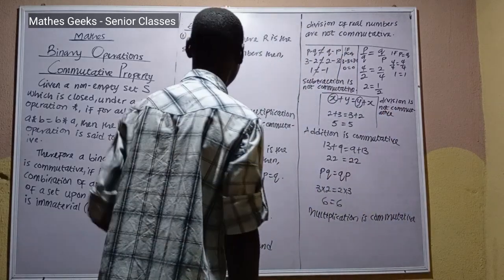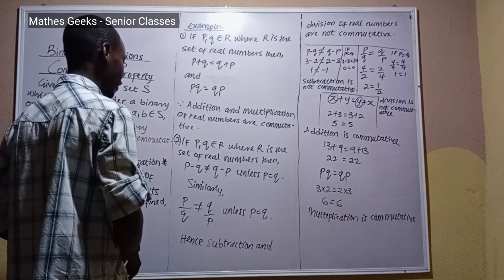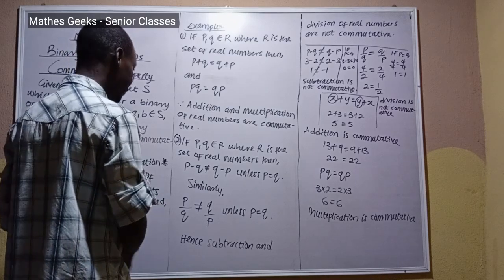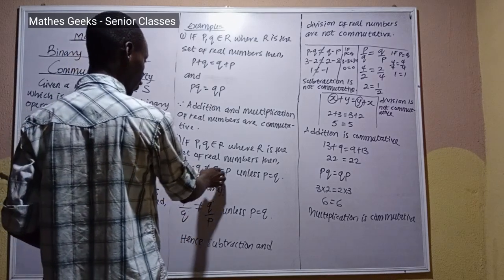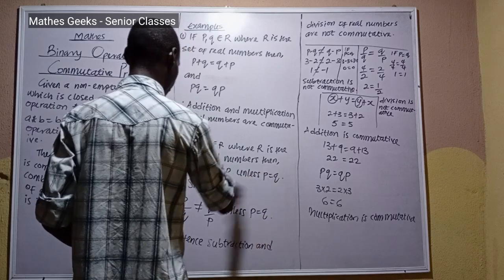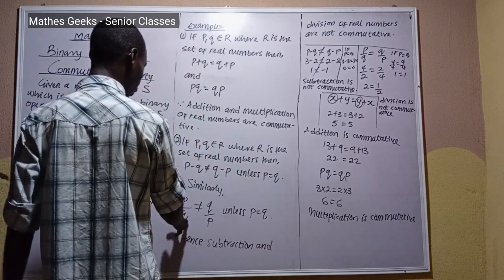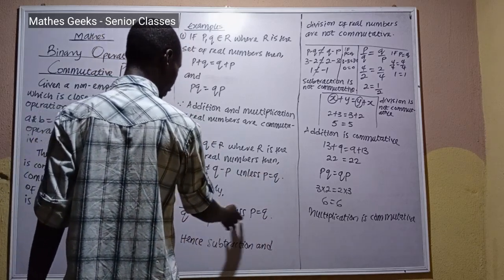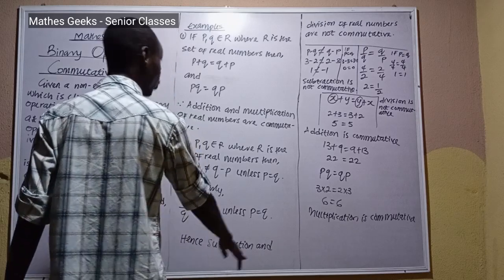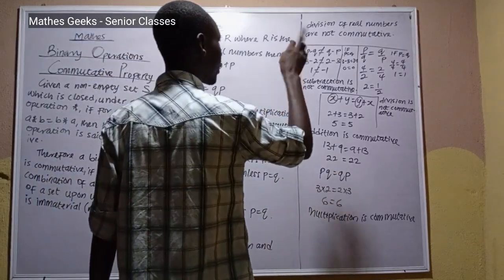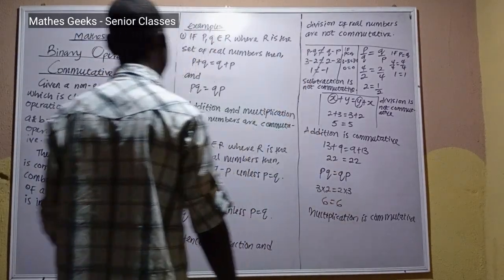So if P, Q are members of R, where R is the set of real numbers, then P minus Q is not equal to Q minus P unless P is equal to Q. Similarly, P over Q is not equal to Q over P unless P is equal to Q. Hence, subtraction and division of real numbers are not commutative.